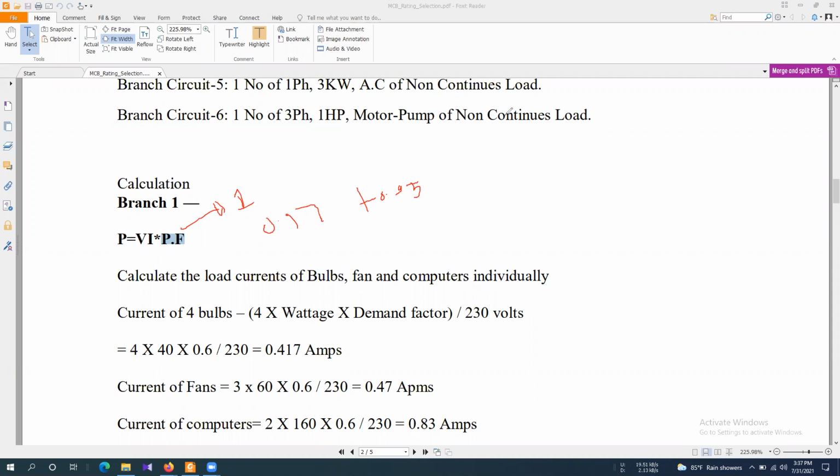So in these examples, we have not said anything about the power factor. So it can be assumed that all energy efficient loads are being used, so the power factor is 1.